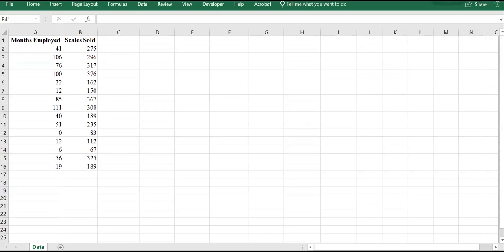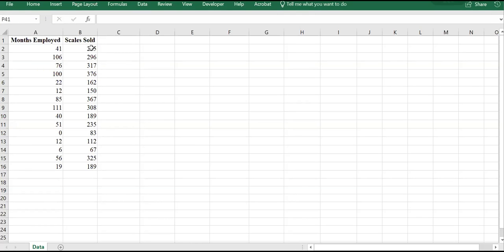Reynolds is a manufacturing company, a laboratory equipment manufacturing company. And in this data file, for a sample of 15 employees, we have the lengths of employment, the number of months that they've been employed with the company, and also a measure of their performance, the number of electronic scales that they have sold during their employment, right?